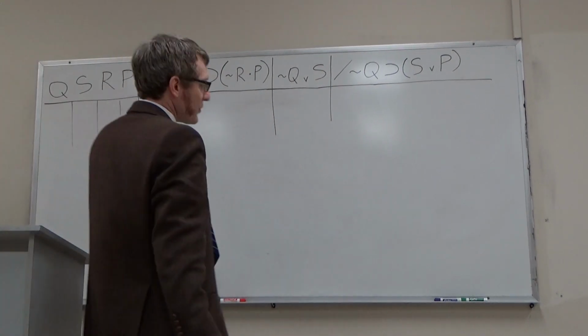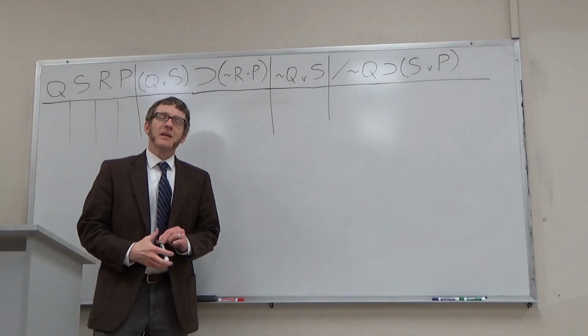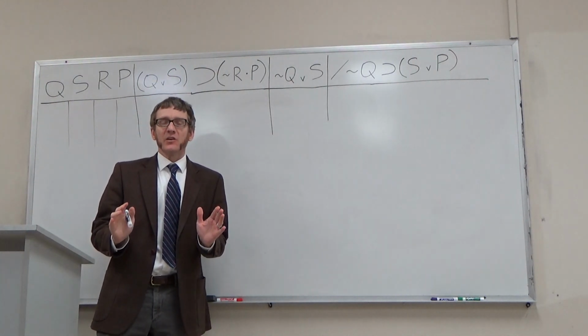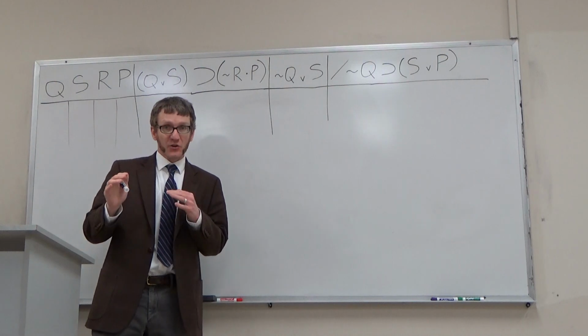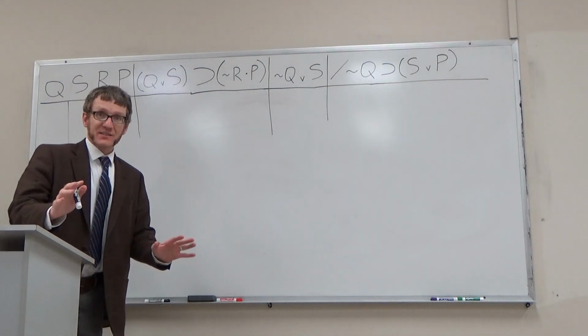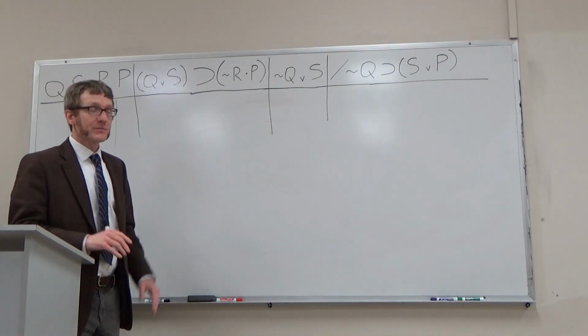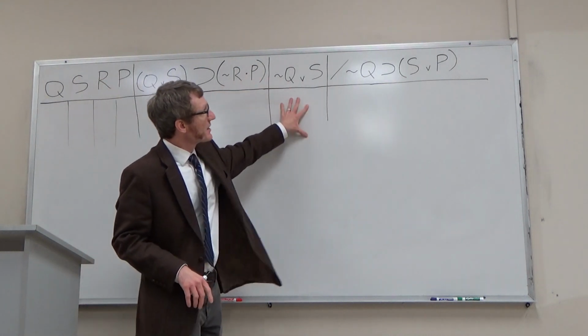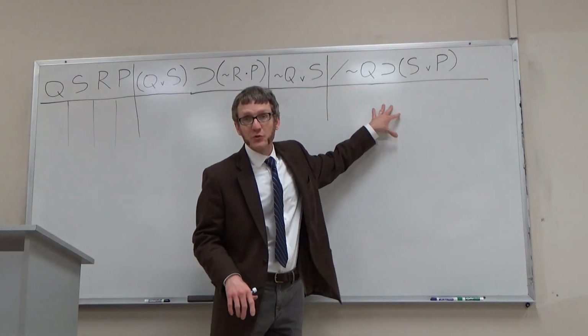All right, logicians, what I want to talk about today is how you use an indirect truth table in order to determine whether or not an argument is valid or invalid. Now, what I've got set up here is an argument in the form of a truth table. So here's a premise, here's the second premise, and here's the conclusion.